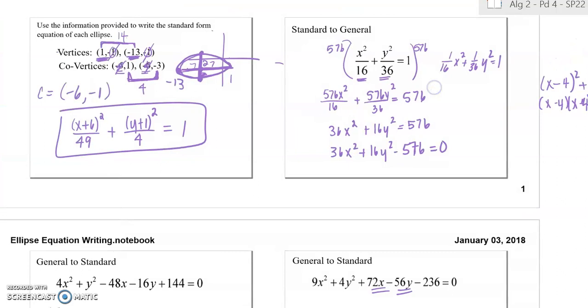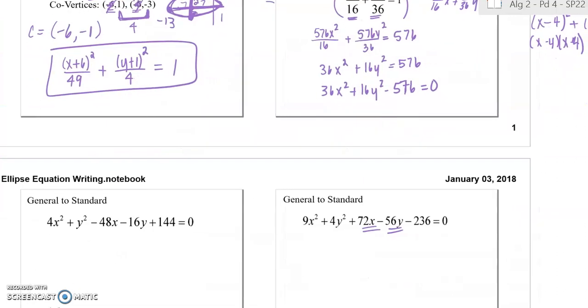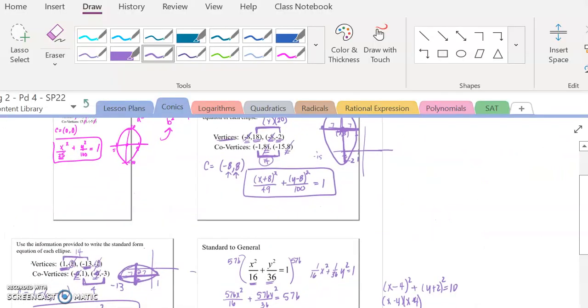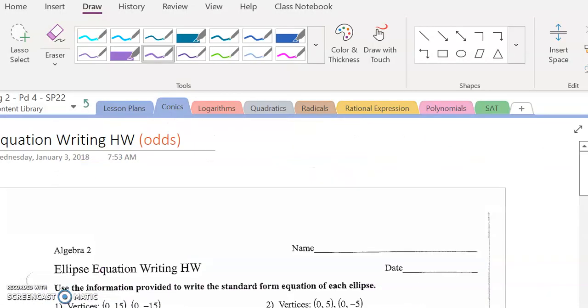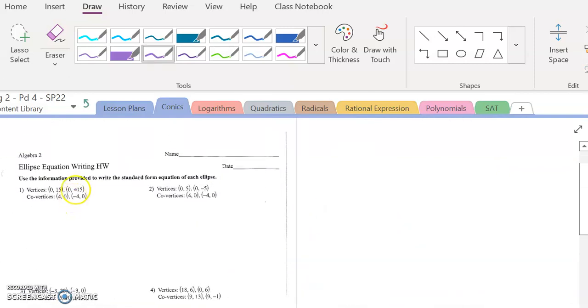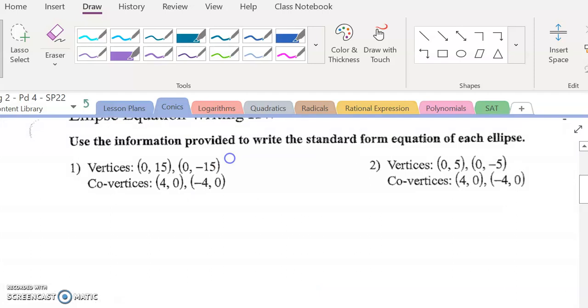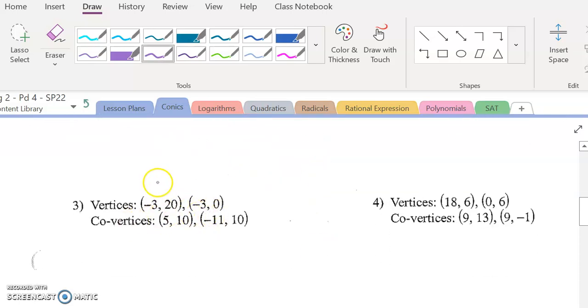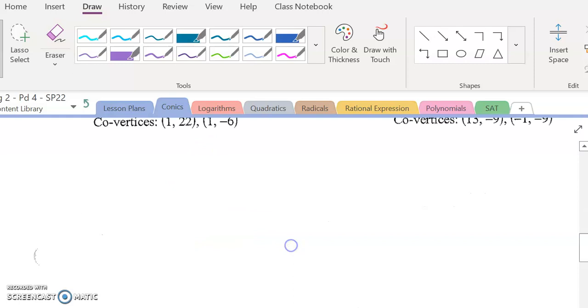Okay, I am going to leave these two where we go from general to standard for when I come back. So please, if you would, in the notebook, please try equation writing, and I would like you to try the odds. The first one, you can see the center. What's the same is zeros and zeros, so this is centered at 0, 0. But when you go here, you've got to find what's the same, like the -3 and the 10, 10. So find your center first, then the distance.